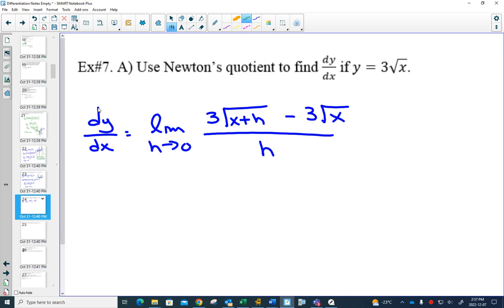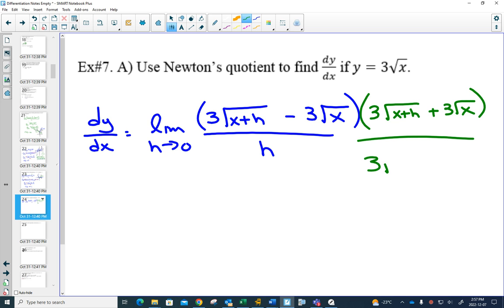In this question, we are going to do the same thing, but instead of getting rid of square roots on the bottom, we want to get rid of the square roots on the top. And so I'm going to say, okay, on the top, I can multiply by 3 root x plus h plus 3 root x, and 3 root x plus h plus 3 root x on the bottom.